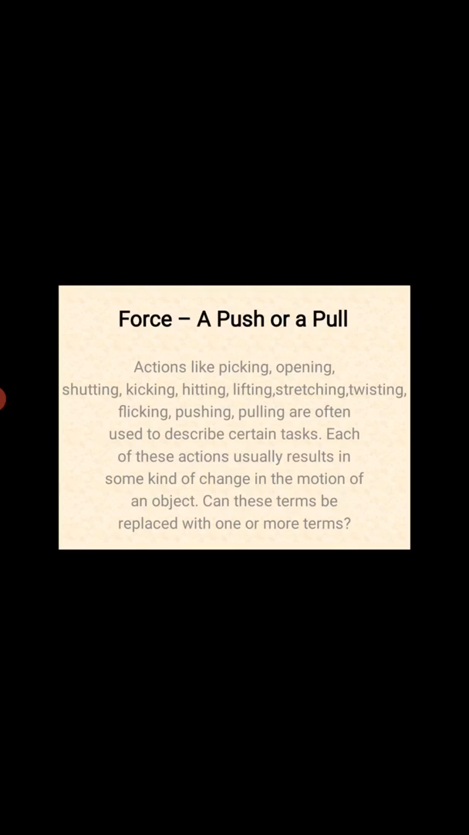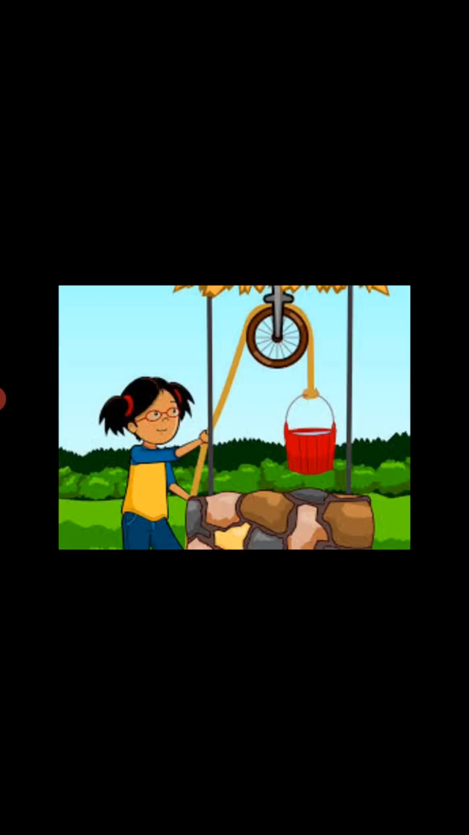Now, the question is, can these terms be replaced with one or more terms? Yes, the answer is force. Force is a push or a pull. For example, this little girl is applying force of pull to take a bucket filled with water out of the well. So this girl is applying force of pull.